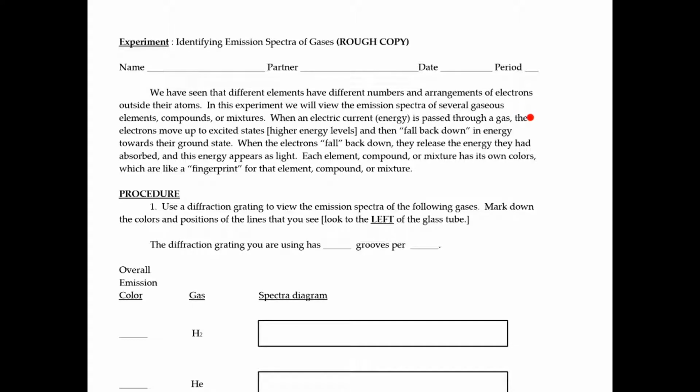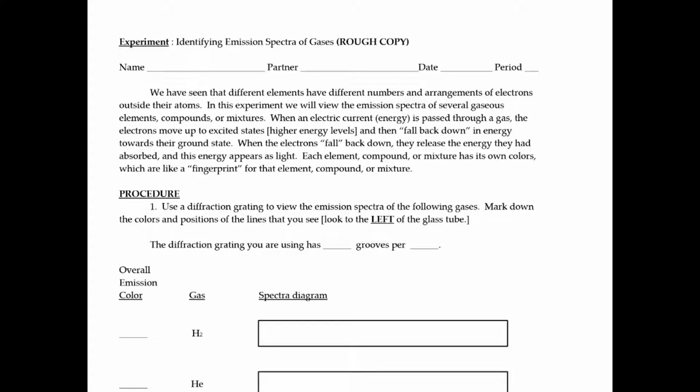When an electric current, which is a form of energy, is passed through a gas, the electrons move up to excited states, which are higher energy levels, and then fall back down in energy towards their ground state. When the electrons fall back down, they release the energy they absorbed, and this energy appears as light. Each element, compound, or mixture has its own colors, which are like a fingerprint for that element, compound, or mixture.